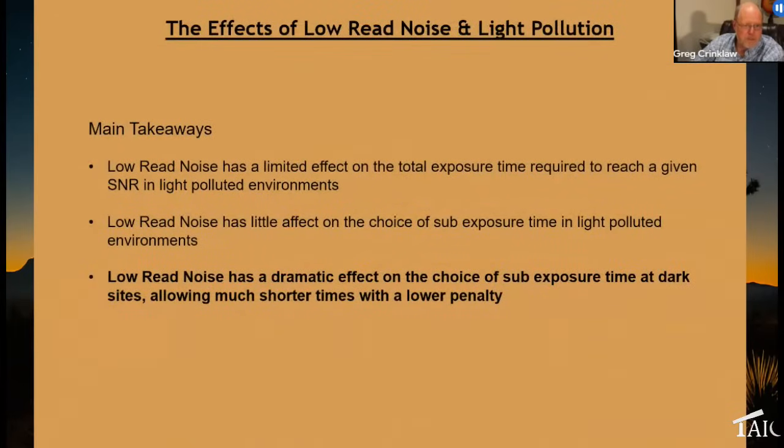So let's start to put some of this together. What's the takeaway from that? Because that was kind of complicated. It turns out that low read noise is much more important for a dark site than it is for a light polluted site. Now, as you go down in light pollution by grades, that was the worst possible light pollution. As you get less and less light pollution, it becomes more important. But it's most important for a dark site. So the impact of low read noise is most important for a dark site.